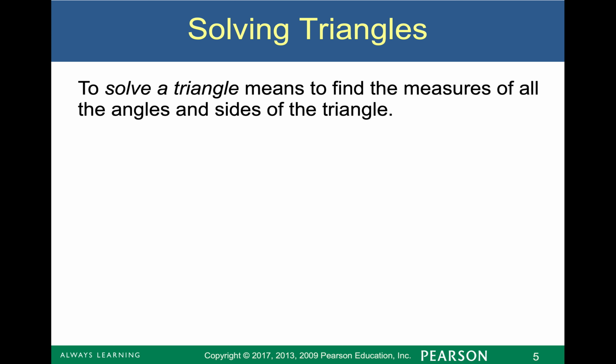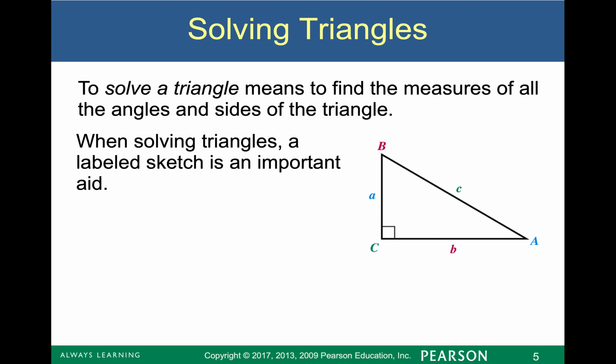To solve a triangle, it means to get all the measures of all the angles, so all three angles, and the measure of the three sides. When solving a triangle, it's really important to sketch it out. You're going to use a lot of scratch paper in this section, as well as really in the whole class.